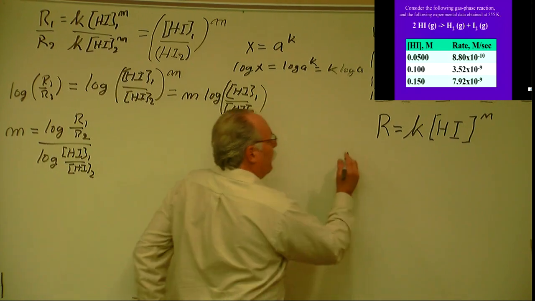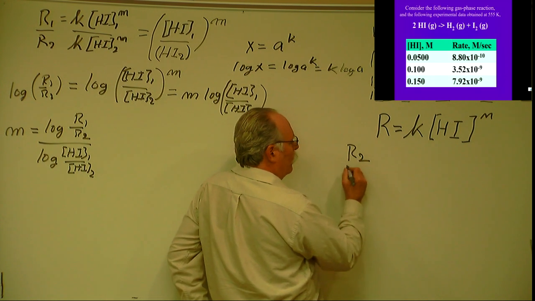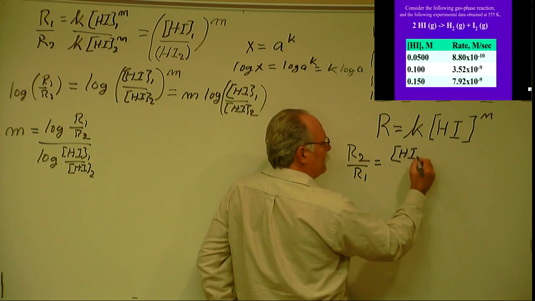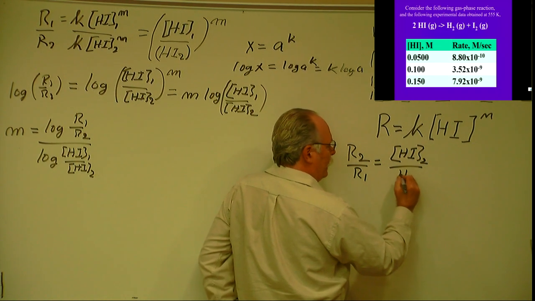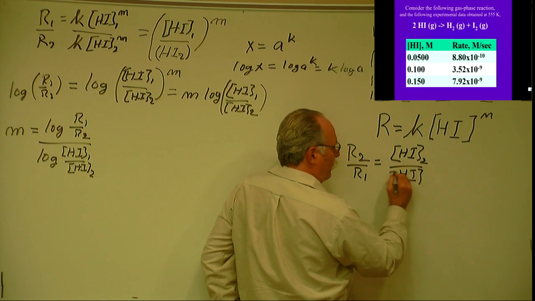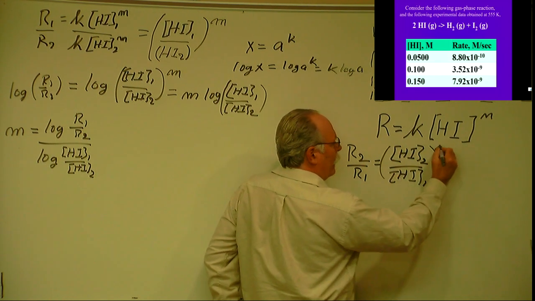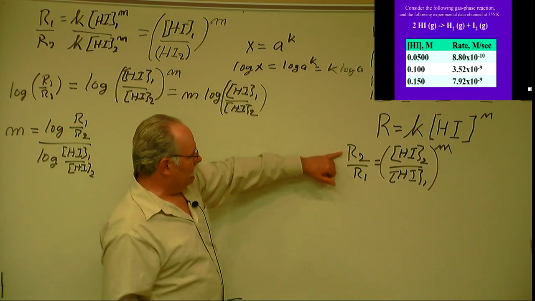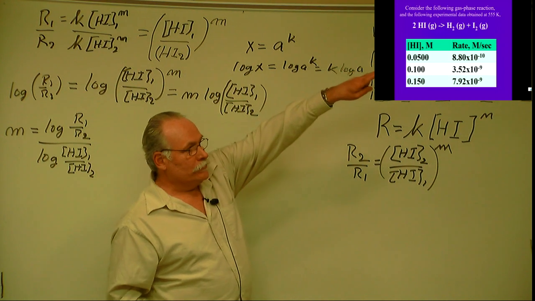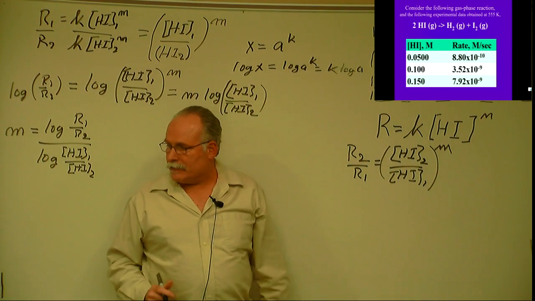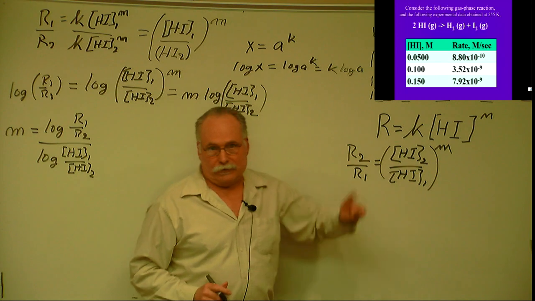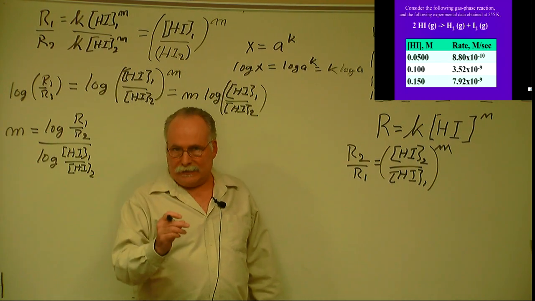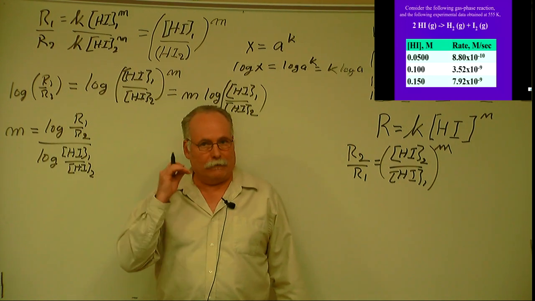So let's look at it. If I take R2 over R1, that's equal to the HI at state 2 over the HI at state 1 to the power of M. Okay, I simply substituted into this relationship here, except I'm doing state 2 over state 1 using the data up there. So now I substituted my data, and one other thing I notice, okay? If I look at my rates, the top one is times 10 to the minus 10. That number is smaller than 10 to the minus 9.